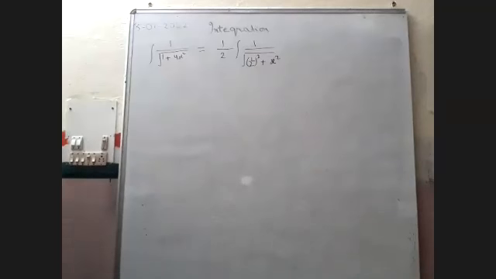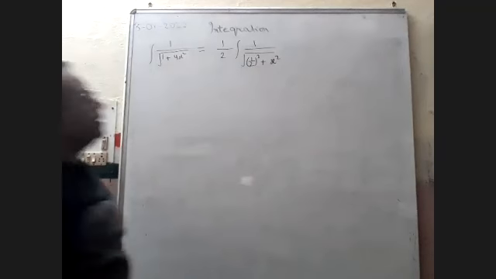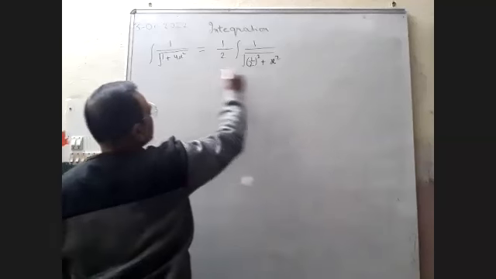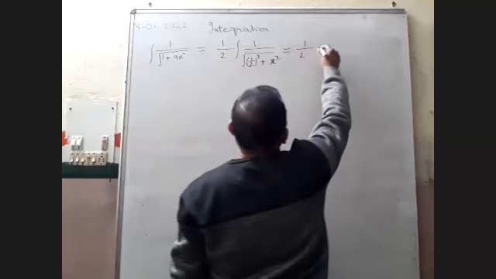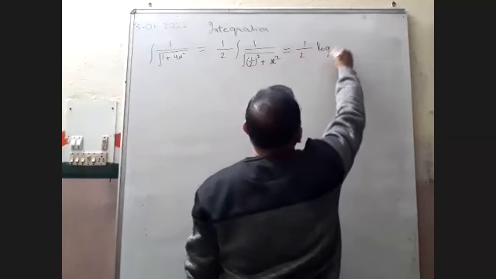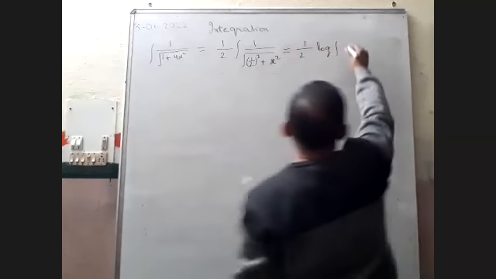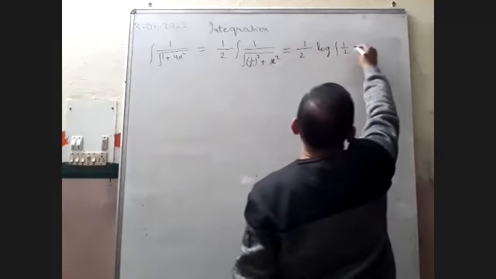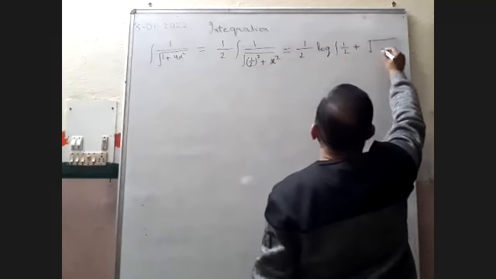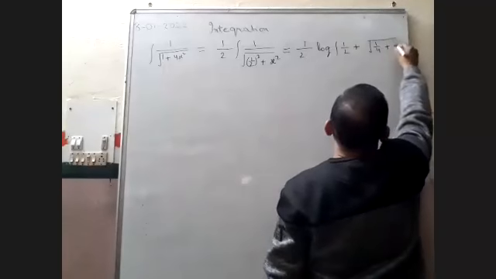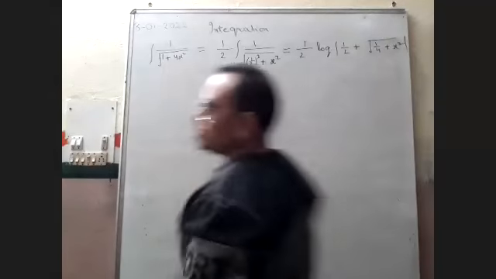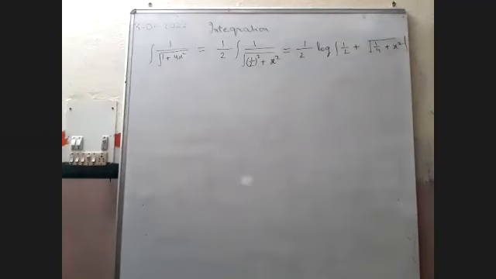It is a square plus x square in under root. So what will be the formula? Do you remember or not? You can write 1 upon 2 log of x plus under root a square plus x square, where in place of a, 1 upon 2, that is, 1 upon 4 plus x square. This was the formula which we proved earlier. Okay.